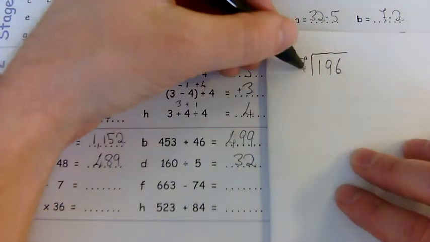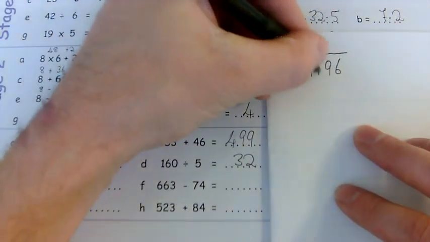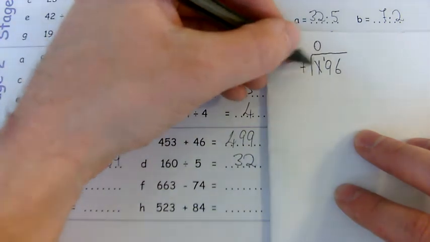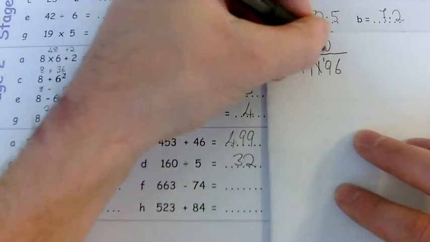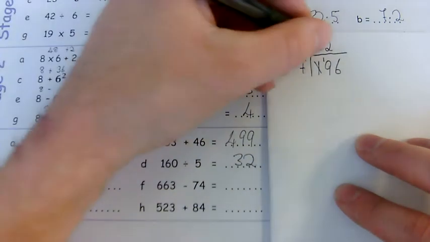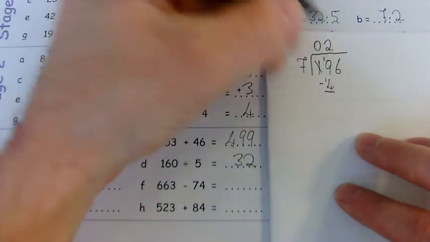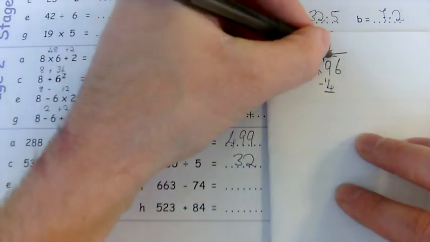7 into 1 doesn't go. Carry the 1 because we didn't use it yet. 7 into 19 goes twice. 2 7s are 14. So my remainder on this one is a 5. Carry that.